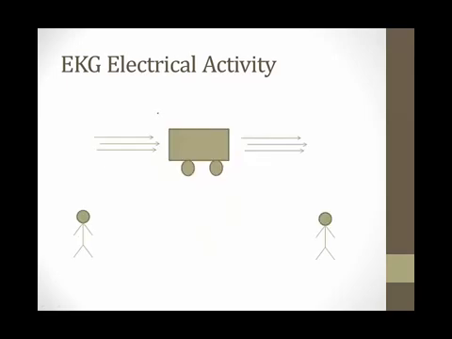To make this easier to understand, let's imagine we have a car moving down the street being watched by person 1 and person 2. Person 1 will say that the car is moving away from them. Person 2 will say that the car is moving towards them. They're both correct. They're both watching the same phenomena. It's just that they are observing it from a different vantage point. And that's what each of the 12 leads on the EKG does. It observes electrical depolarization of cardiac structures from a different point of view.